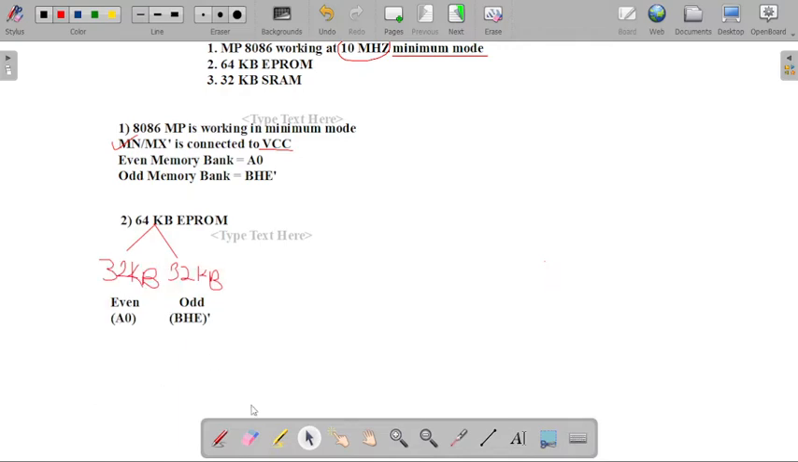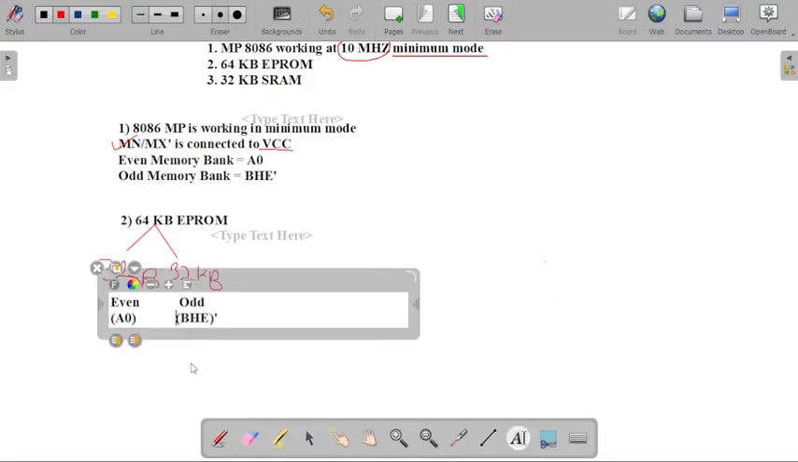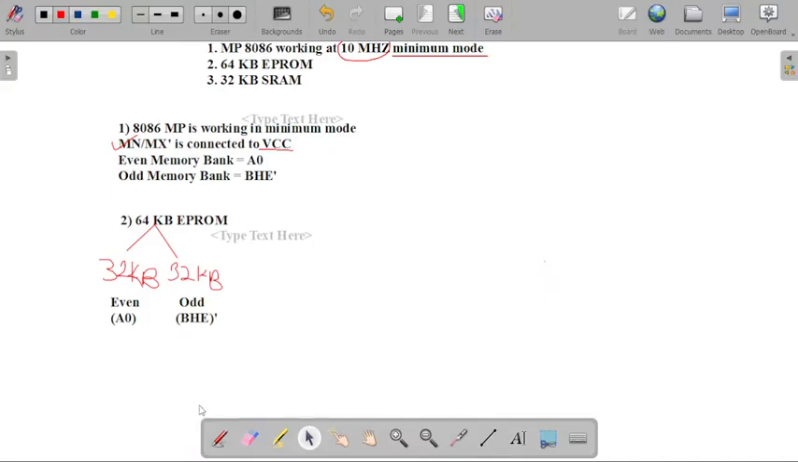So there are two types of memory bank available, even and odd. Our A0 line is connected to our even memory bank, and our odd memory bank will be connected to the bus high enable signal. So now we have divided our 64 KB of EPROM into two blocks, that is 32 KB and 32 KB.